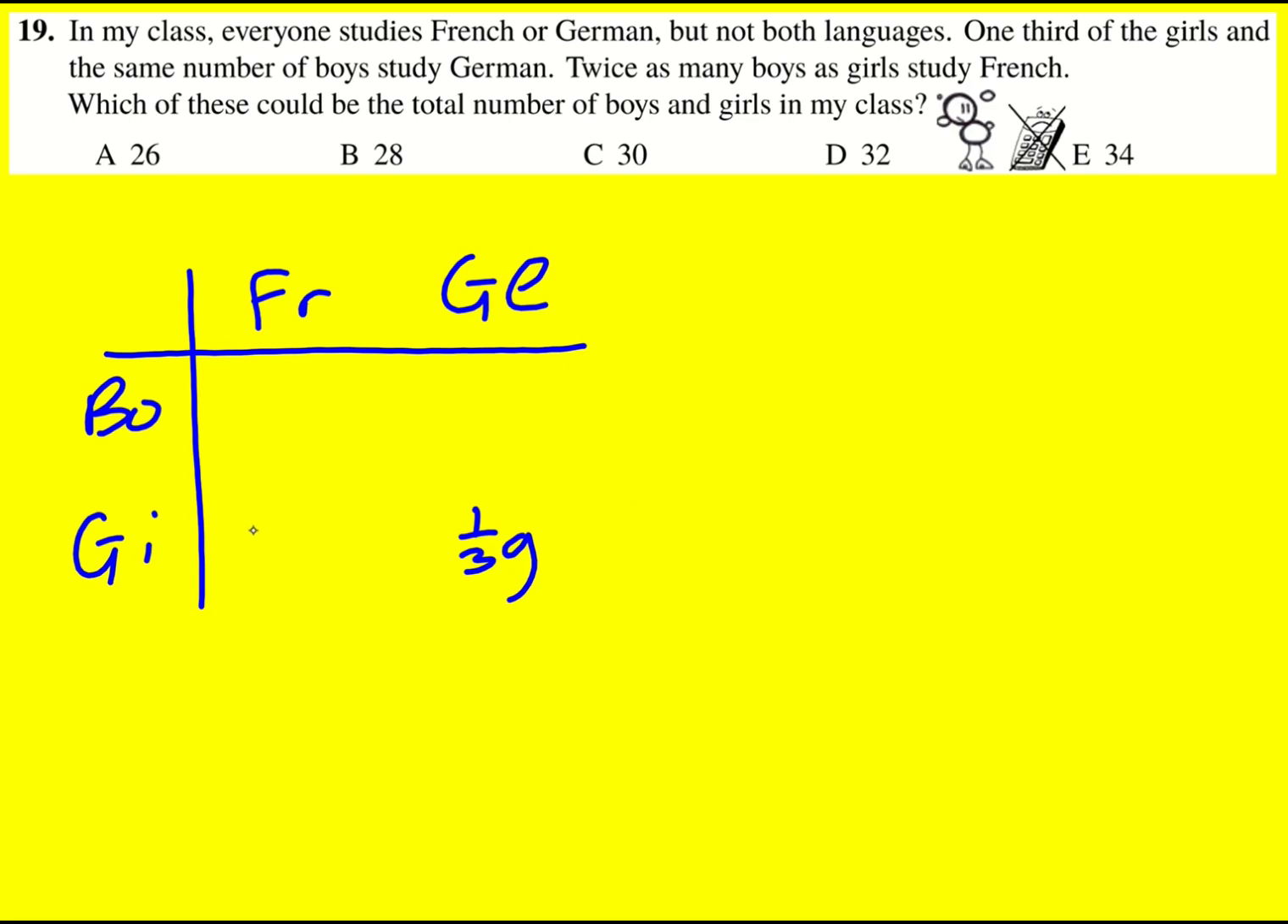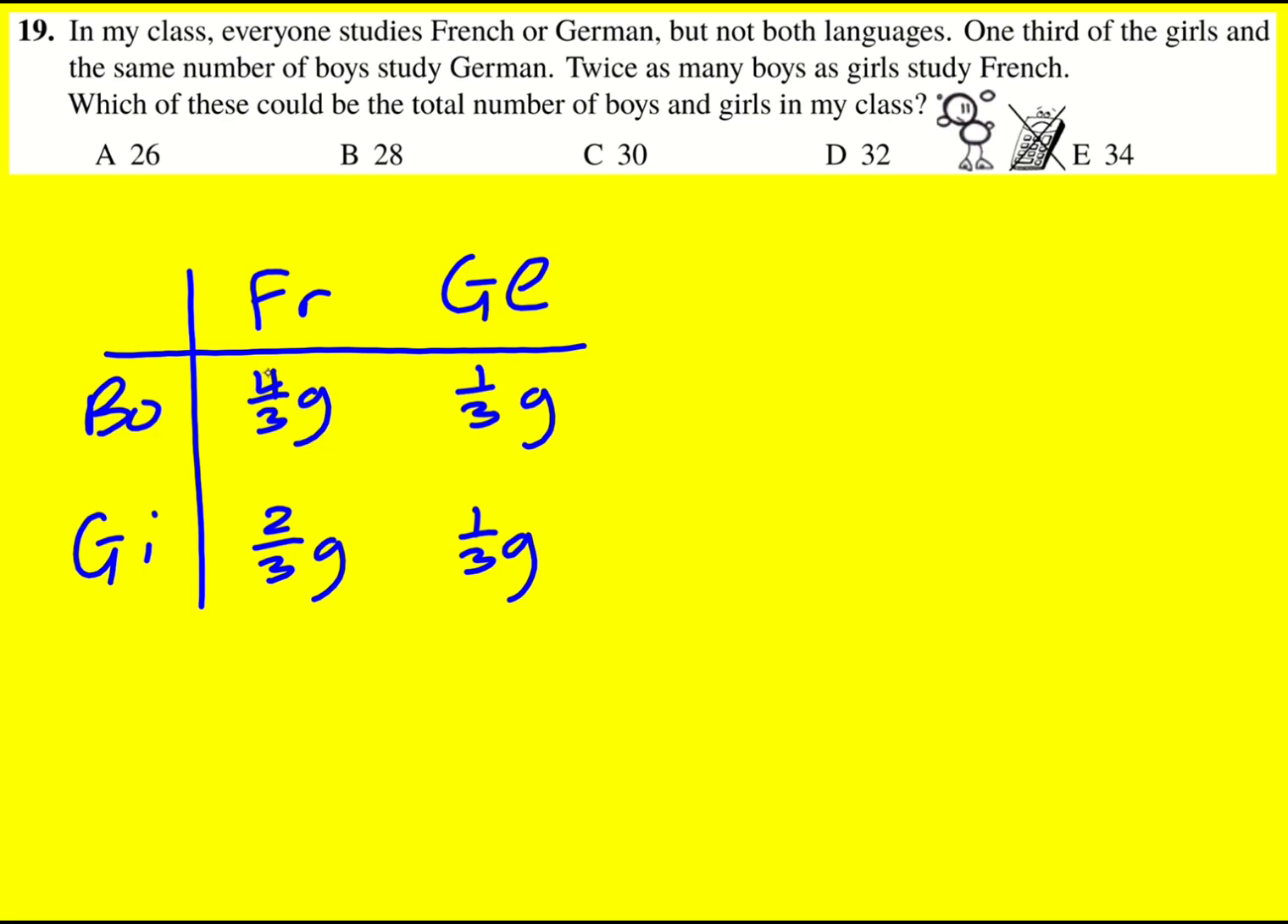And that means it must be that 2/3 of them studied French. We also are told that 1/3 of the girls study German, but the same number of boys also study German. So this is also 1/3 G here. And then twice as many boys as girls study French, which means that because we've got 2/3 of the girls here, we must have 4/3 of the girls here.